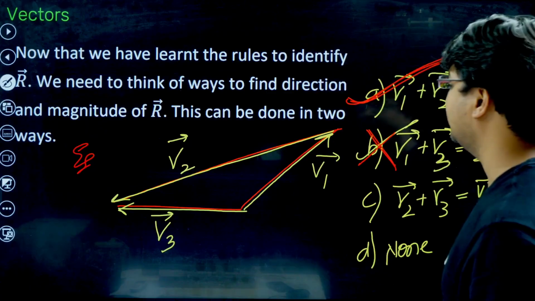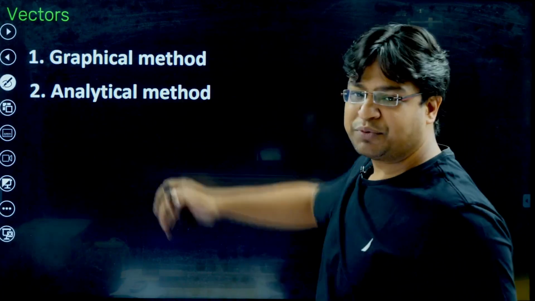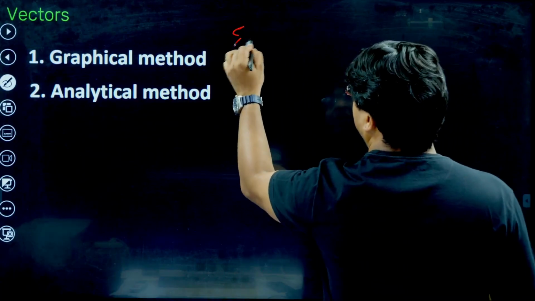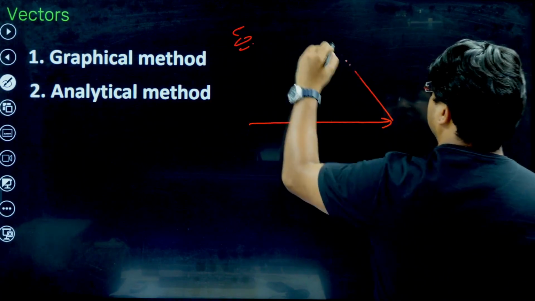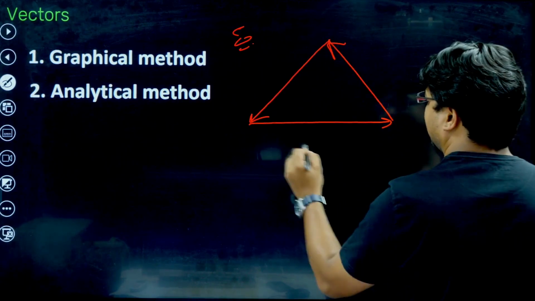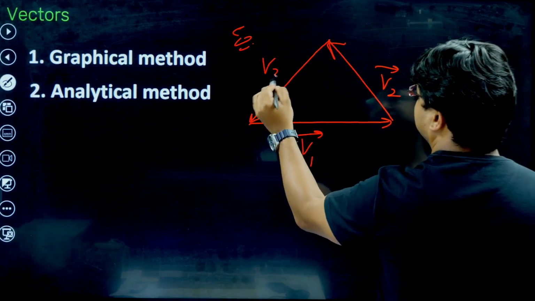Let me give you one more example. We'll come to this point, but before that, let me give you another example. What if we have a situation like this? This vector, and let's say this vector, and this vector. This is the v1 vector, this is the v2 vector, and this is the v3 vector.